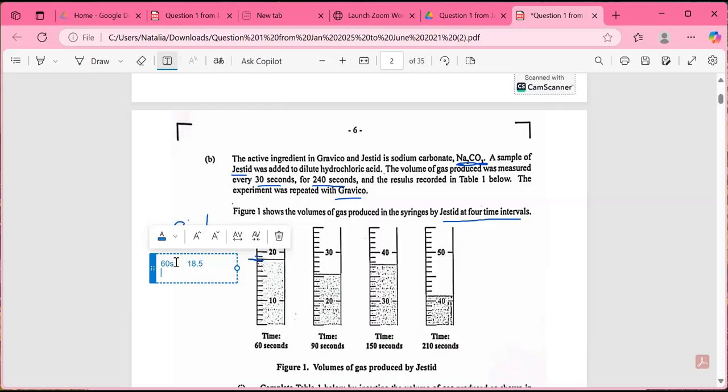Then at 90, we have 20, 21, 22, 23, 24, 25, 25.5. Then at 150, we have 35, 36, 37.5. And at 120, sorry, we have 41.